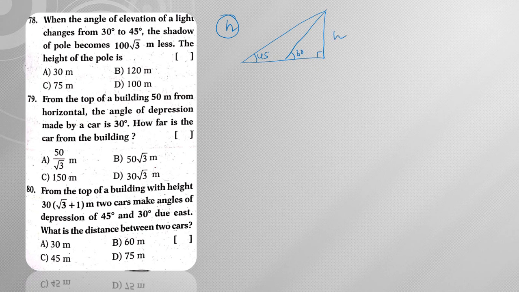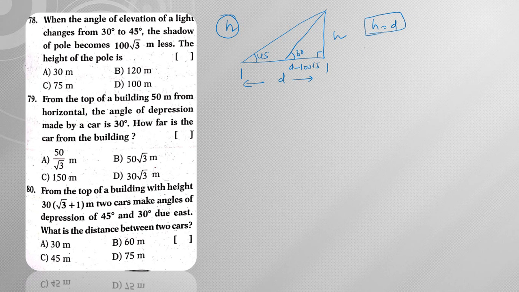So let the height of the pole be some h. Now what he has given, the shadow of the pole becomes 100 root 3 meters less. So 100 root 3 meters less means, suppose this distance is some d, then this will be d minus 100 root 3. So here h is equal to d. When I consider the total triangle, h will be equal to d.